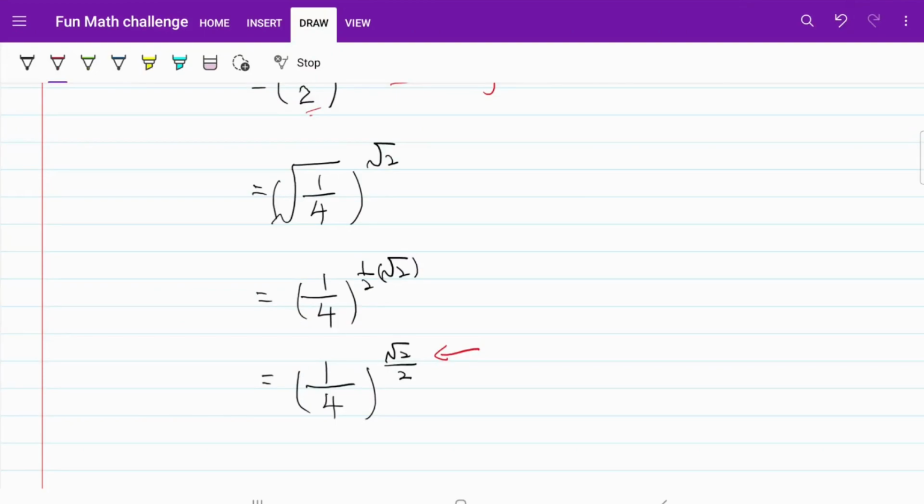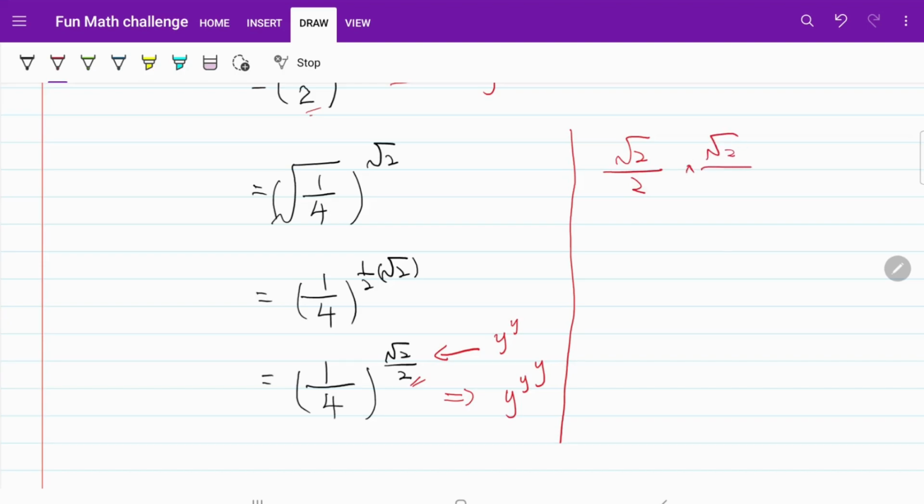Always keep in mind, our ultimate goal is to turn this into the form of y to the power of y to the power of y. So how do we go about doing that? If I write down the exponent of 2 over square root of 2, I can multiply that by square root 2 over square root 2. From there, that's equal to 2 over 2 multiplied by square root of 2.